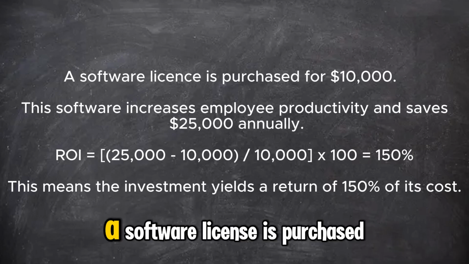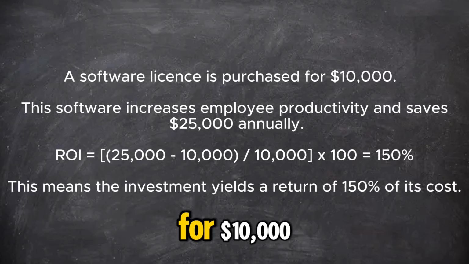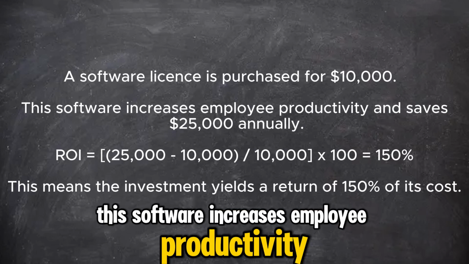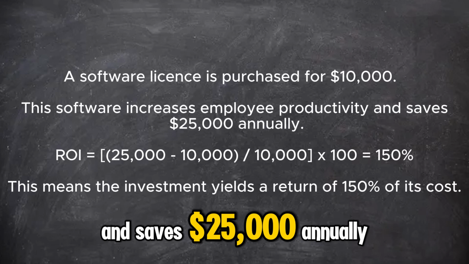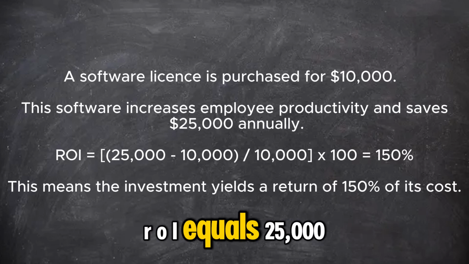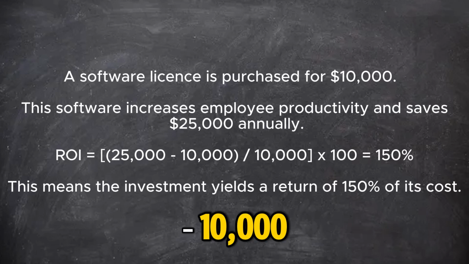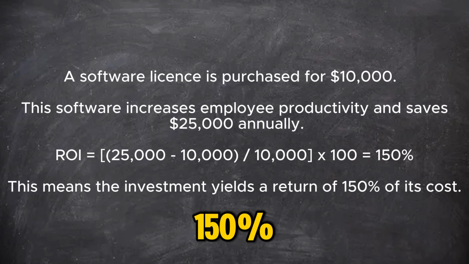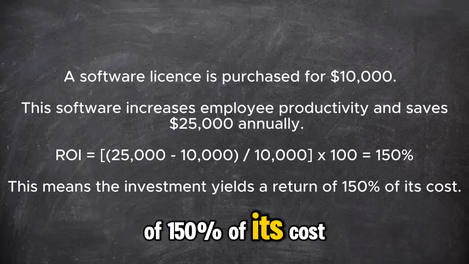Simple example. A software license is purchased for $10,000. This software increases employee productivity and saves $25,000 annually. ROI equals 25,000 minus 10,000, divided by 10,000, times 100, equals 150%. This means the investment yields a return of 150% of its cost.